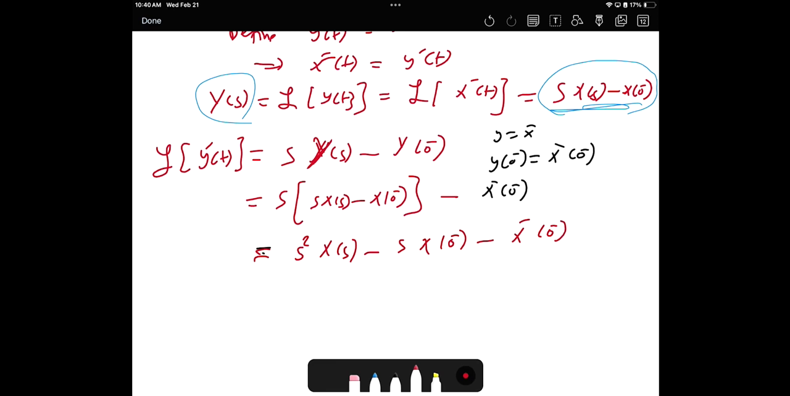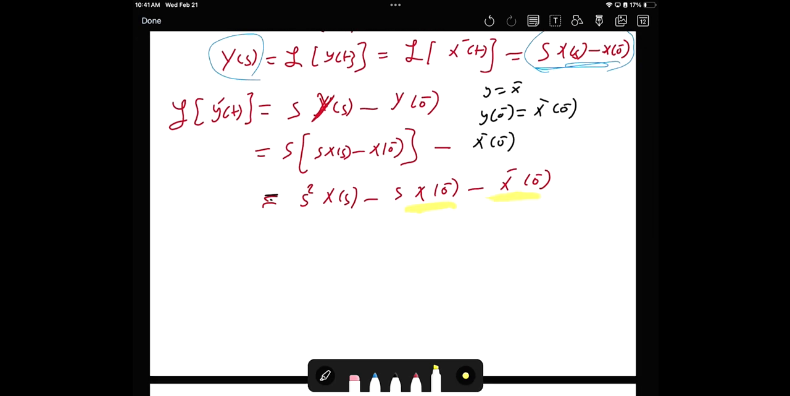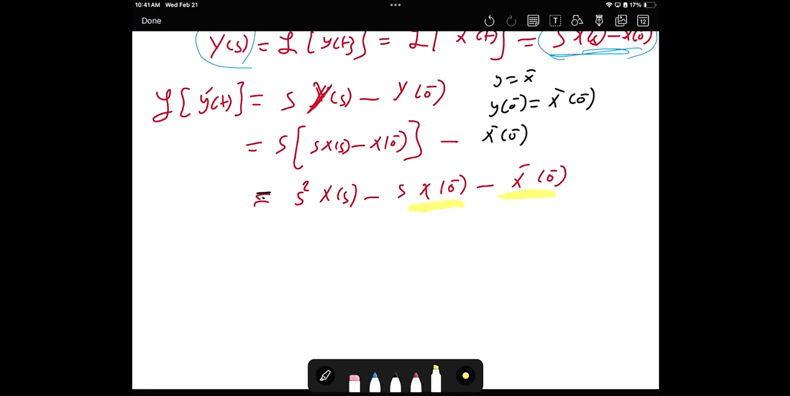Okay? So we have two initial conditions: one for x prime, one for x of 0, and then we have s squared. So when we have higher order, you need to have more initial conditions, something that you've learned when you did the differential equation course. When you have first order, you need one initial condition, second order, two initial conditions, third order, three initial conditions, and so on. So that's how we do it. Okay, does this make sense?